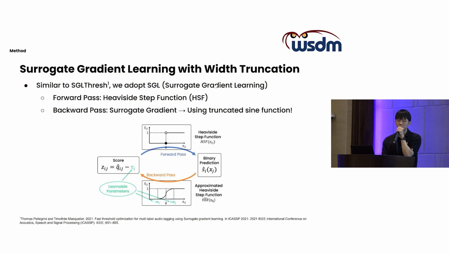In addition to score normalization, surrogate gradient learning, SGL, with truncation is the main component of our method. In SGL, the forward pass of thresholding operation is computed as Heaviside step function, while in the backward pass, the gradient is computed as if a differentiable function is used in the forward pass. In our work, we use the derivative of truncated sine function as the surrogate gradient. I'll explain about each pass in more detail.